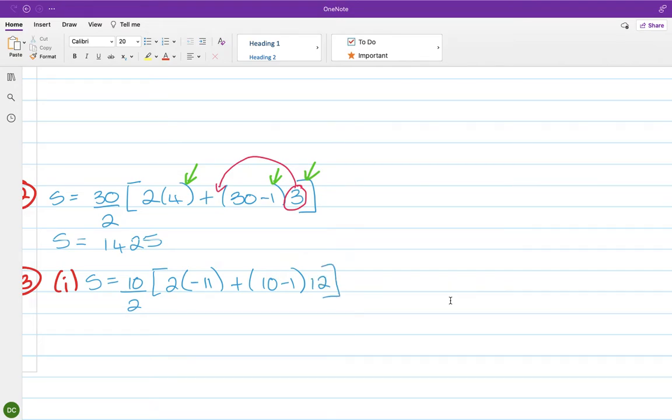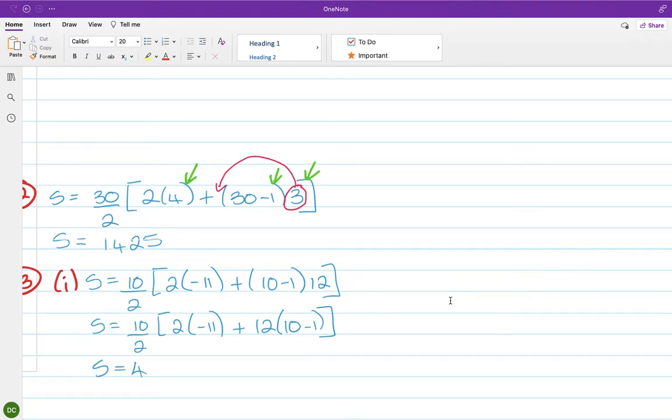Okay, and again, when I'm typing it in, I'll type it in this way. 2 bracket minus 11, close bracket, plus 12 bracket 10 minus 1. So 2 bracket minus 11 plus, bring the 12 to the front, then 10 minus 1, close bracket, and then close the second bracket. Okay, so that's what I'm typing in. 2 bracket minus 11 plus 12, bracket 10 minus 1, close, close. And I'm getting 430. Yeah?